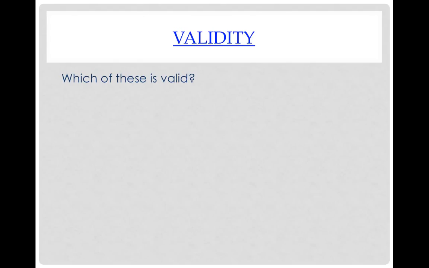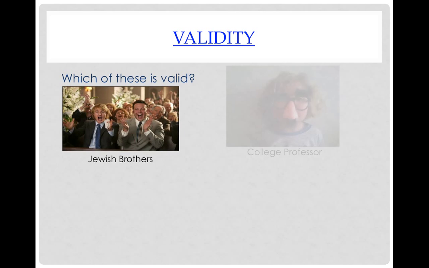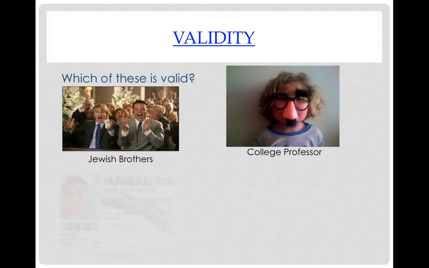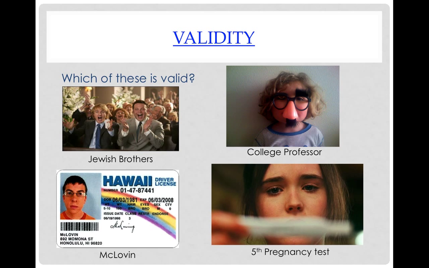be. In the context of assessments, the question is, does the assessment measure what it's supposed to measure? And does it give us information on the things we're actually interested in? So as a test of validity, we have these Jewish brothers, we have a college professor, we have a 21-year-old driver, or we have a pregnancy test that has been taken 5 times, always with the same positive results. In each one of these cases, right, there are certain levels of validity, right?